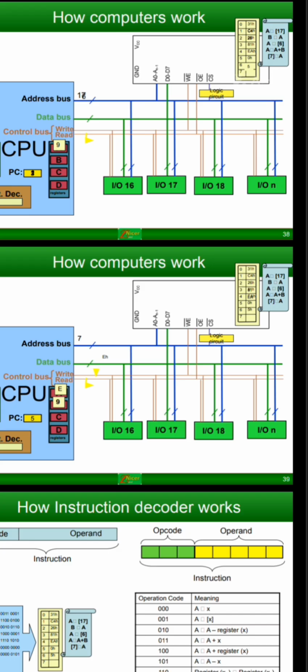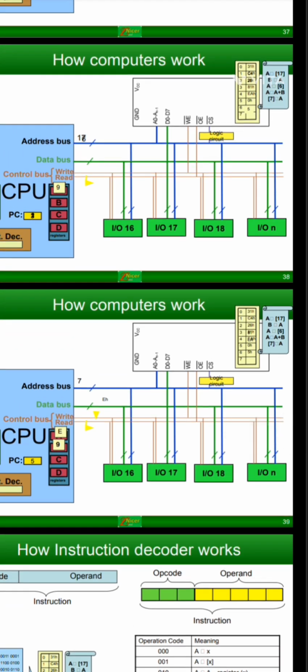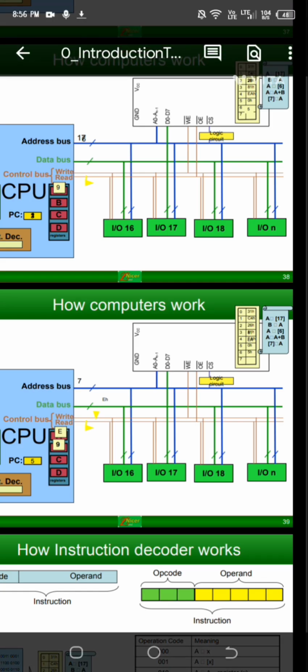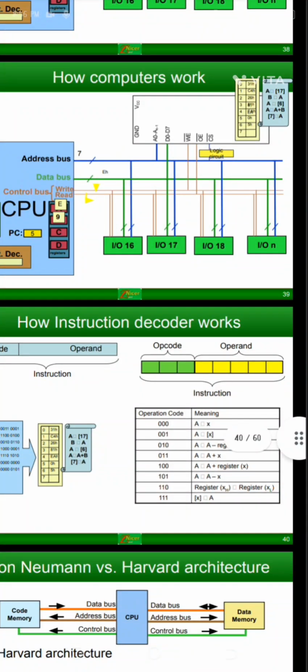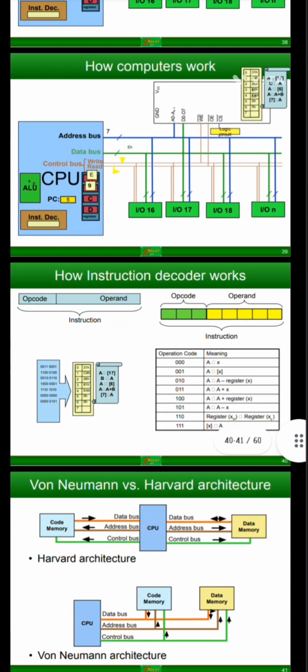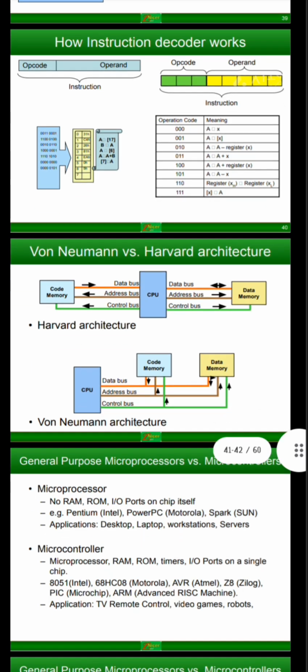When a new value comes, the old value will shift from the topmost towards the bottommost. Here we can see the value 9 is shifted towards register B, and the new value coming will sit on top. Then we see how the instruction decoder works. There are two types of codes and operands.